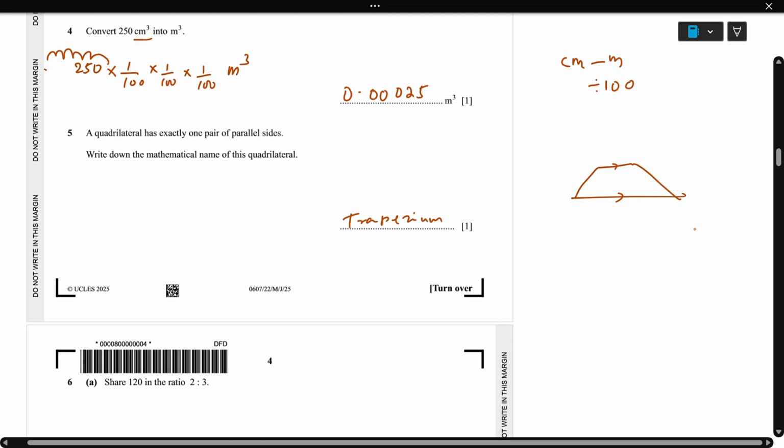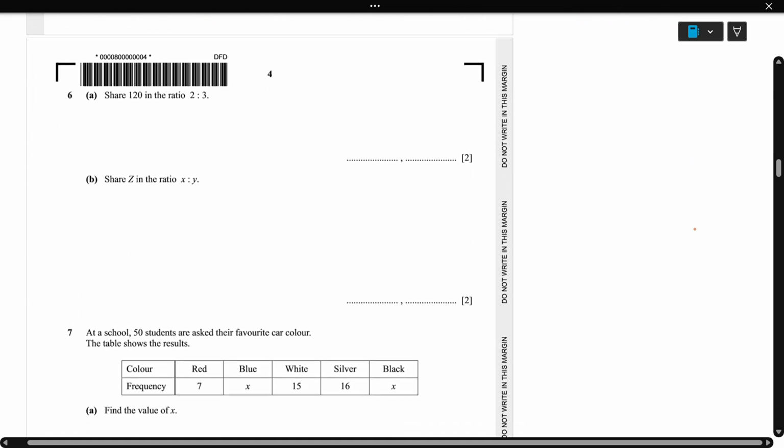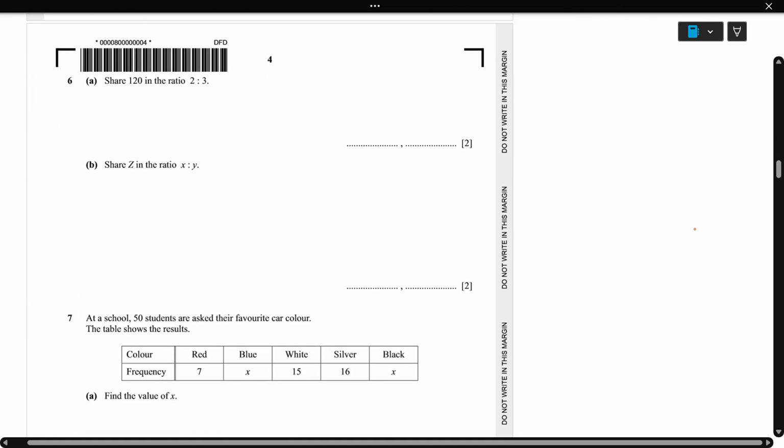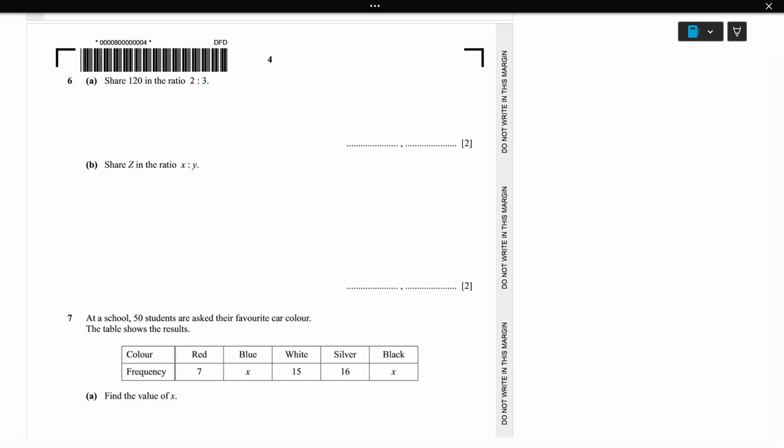Okay, so the next question, 6. Share 120 in the ratio of 2:3. So the first part is 2 out of 2 plus 3, which is 5, so 2 over 5 times 120. 5 times 2 is 10, then 24, so 24 times 2 is 48. The first part is going to be 48.